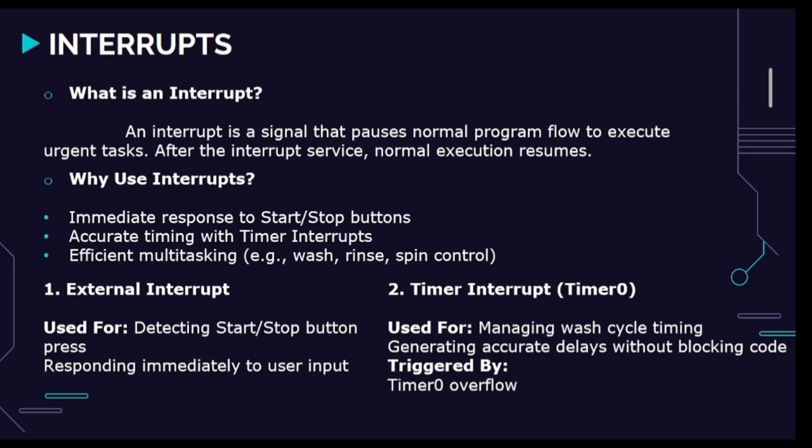Here are the external interrupt and timer interrupt. The external interrupt is used for detecting the start or stop button, which responds immediately to the user input. The timer interrupt is used for managing the wash cycle timing, generating accurate delays without blocking the code, and is triggered by the Timer 0 overflow.